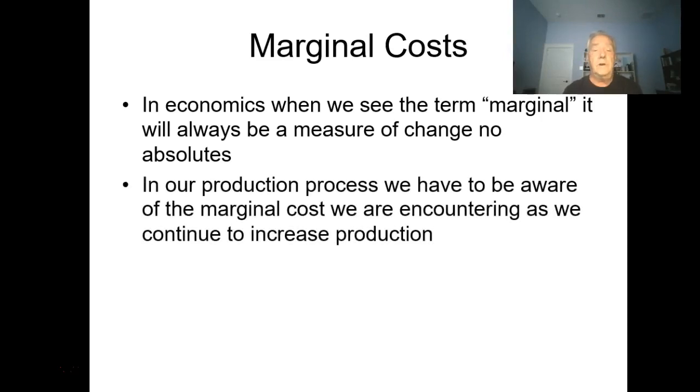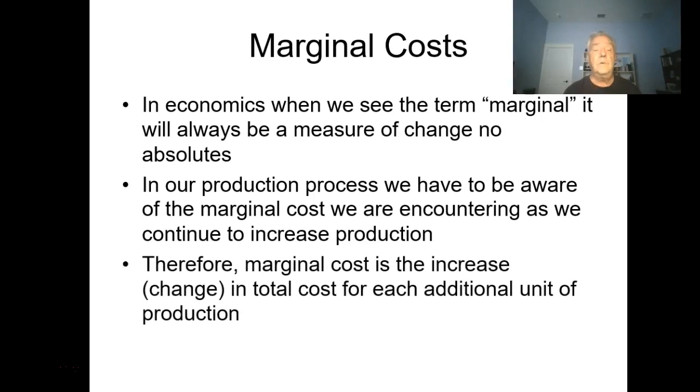So in the production process, we have to be aware of marginal costs because we have to be careful if we increase production beyond a point where the law of diminishing returns starts to come into effect, as we saw in that chart, and our unit costs go up, and therefore we put ourselves at a disadvantage in the marketplace. We want to be sure we stay in what I call the sweet spot from a business point of view.